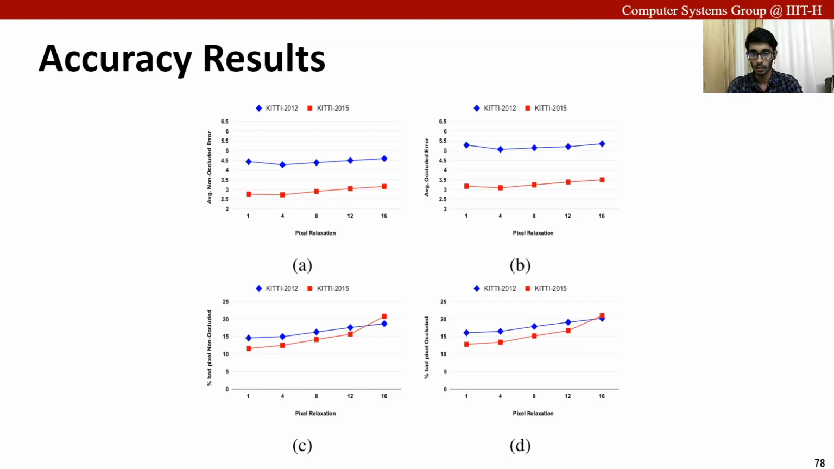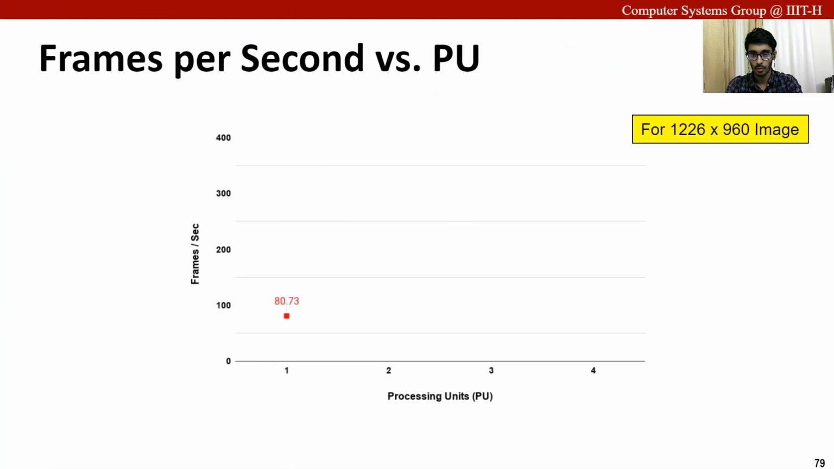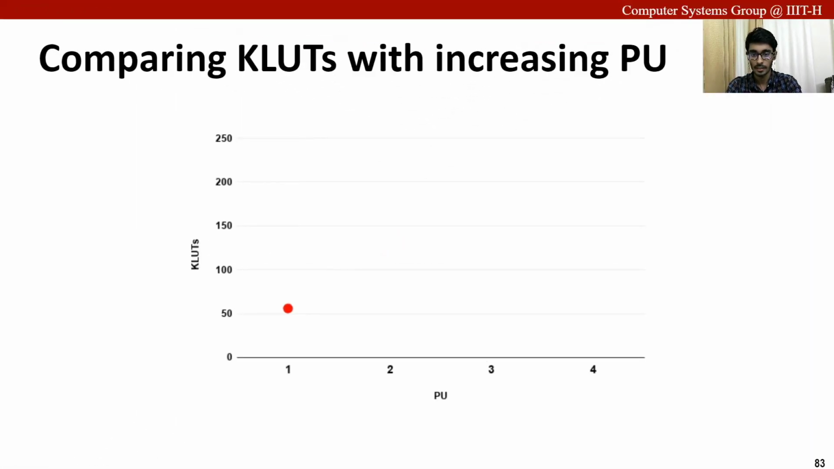We reported accuracy on the KITTI 2012 and KITTI 2015 datasets. We calculate average error and percentage of bad pixels for occluded and non-occluded pixels. The average error increased by 0.12 and the percentage of bad pixels increased by 1.96% for every increase in PUs. The frames per second kept increasing linearly as PUs were increased. When we reached PU equals 4, the FPS quadrupled with respect to the initial PU equals 1. The increase in resources used, in terms of kilo LUTs, also increased almost linearly.